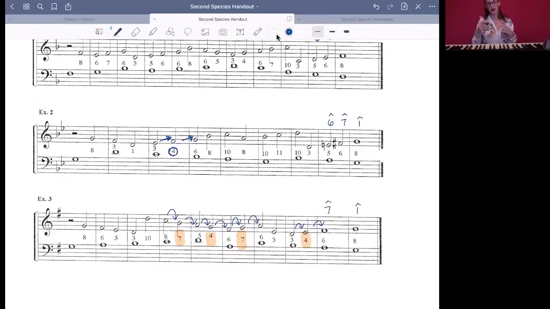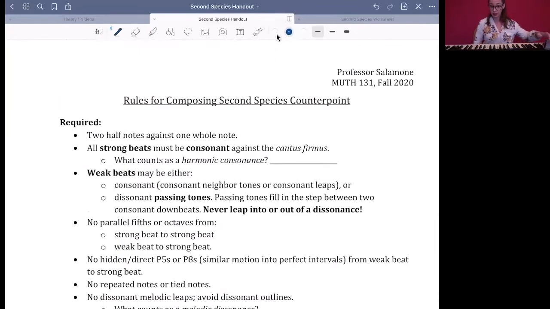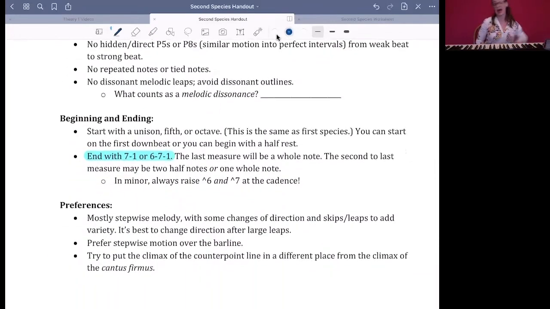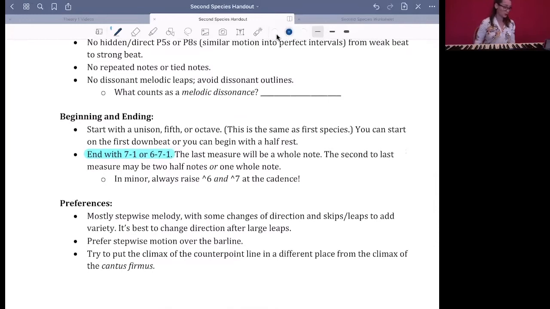A lot will depend on where your counterpoint is when you get to that third to last measure. You've got to figure out what makes more sense for your counterpoint. Does it make more sense for you to have 2 half notes in the second to last measure, or does it make sense for you to stay on scale degree 7 for the entire whole note in that second to last measure? It is completely up to you, but it has to be one of those 2 options.